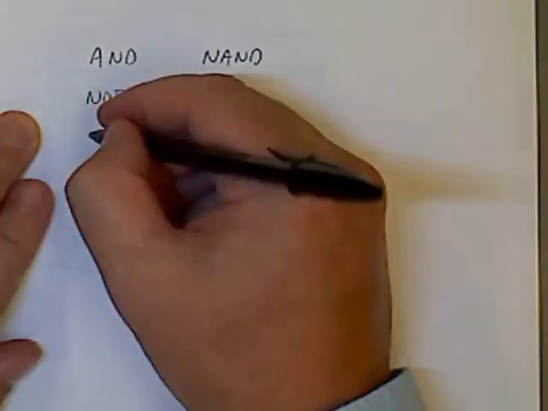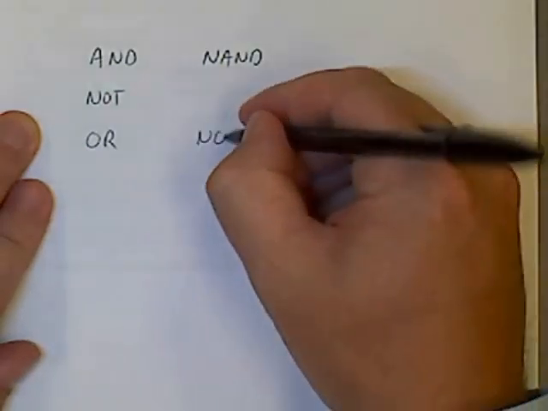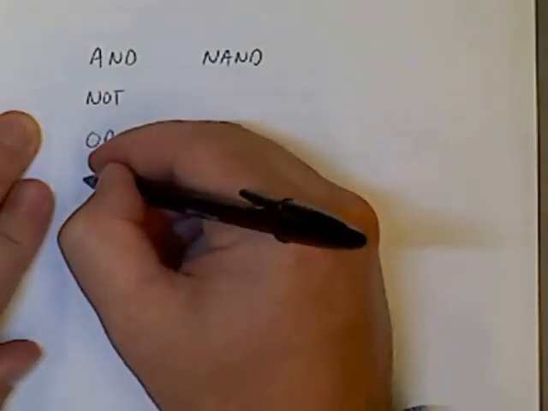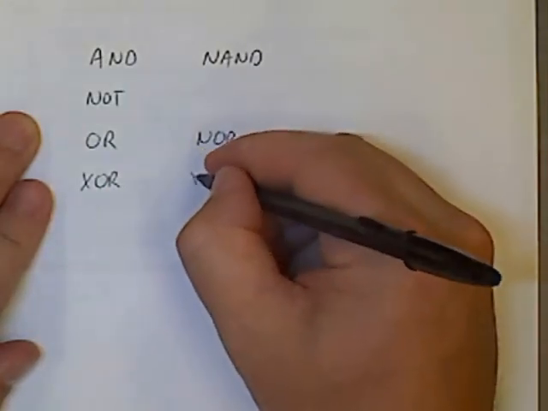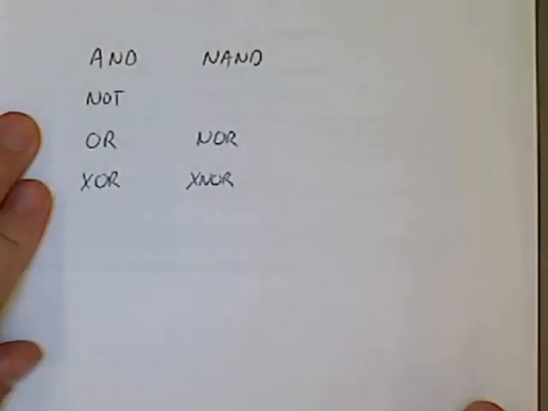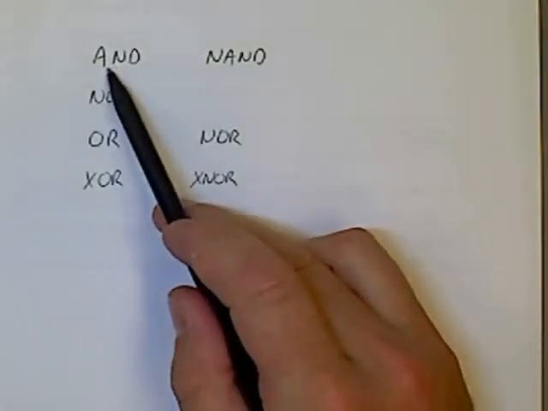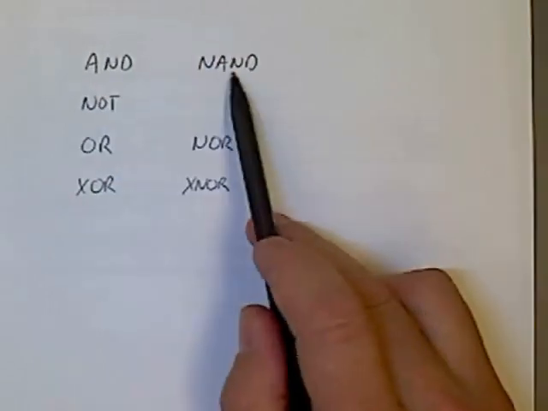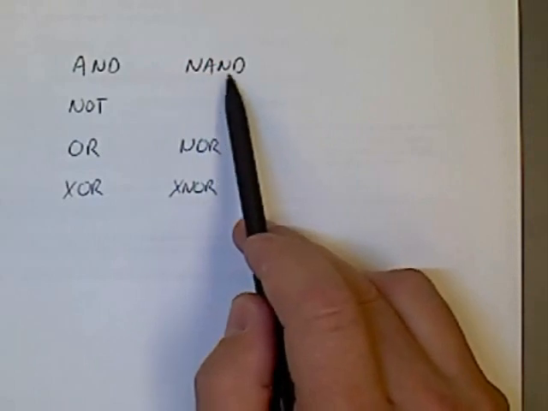And the other gates are an OR, and an inverted OR, which is a NOR. And there is an XOR, exclusive OR, and an inverted XOR, which is exclusive NOR. Now the general operation of these: the AND, if both inputs are high, the output is high, otherwise the output is low. And the NAND is the inverse of that. If both inputs are high, the output is low, otherwise the output is high.